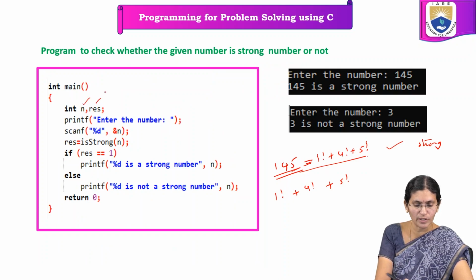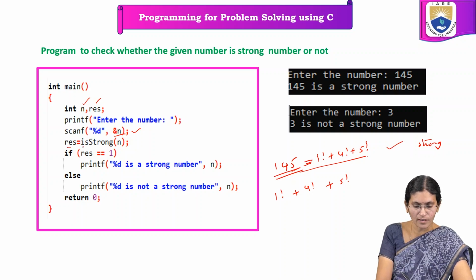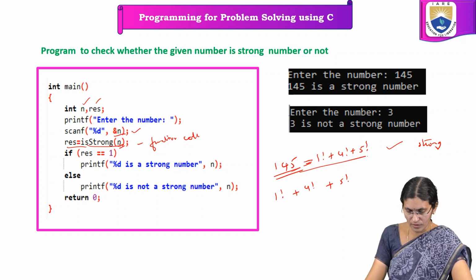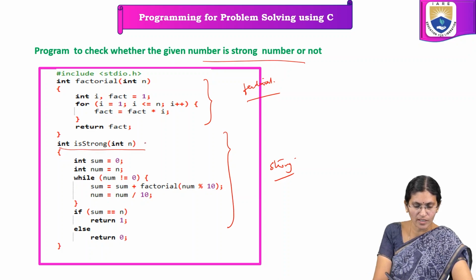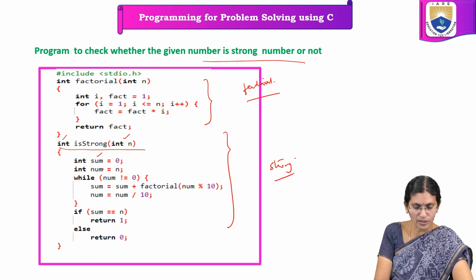First we have declared two integer variables n and res. Then the n value is stored in the variable at the address specified by ampersand n. Next, res is equal to, this is a function call. We are calling the function isStrong and passing the value of n to check whether n is a strong number or not. Next, control is transferred here. This function has a return type and it also takes parameters, so it is a function with argument and with return type. Inside the function we have defined two integer variables, sum and num. Sum is assigned the value 0 and num is equal to the value n.